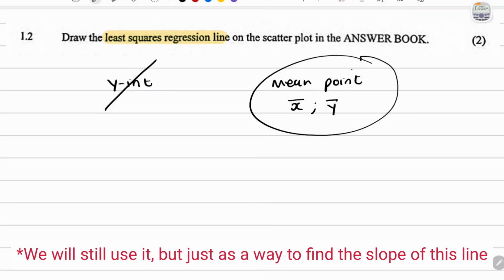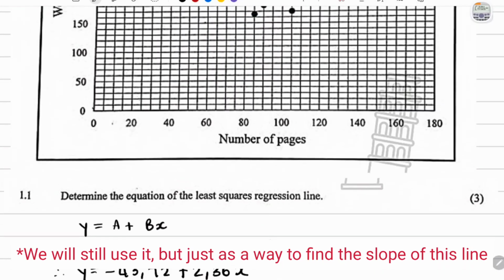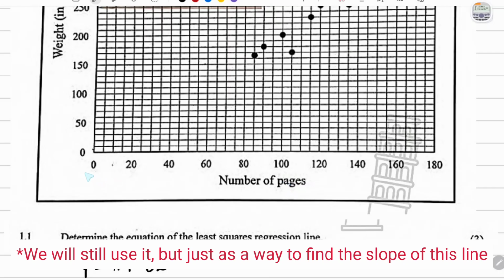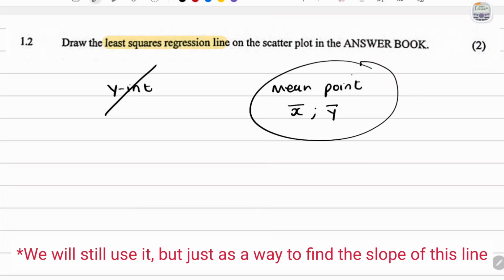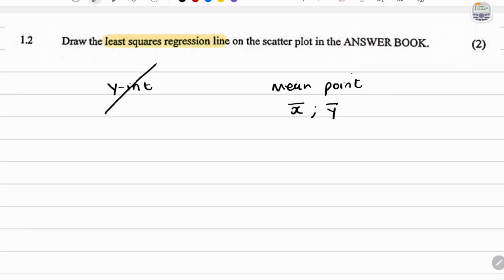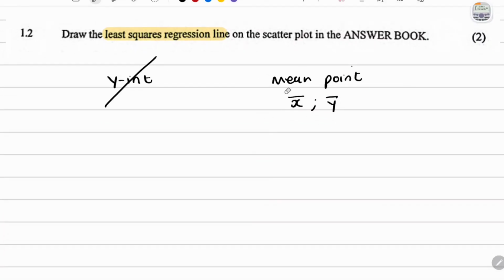Also, when you're finding the y-intercept, you're making x equal to 0. The x are the number of pages. If you have no pages, then there are no books. Okay, so there's nothing there. So we're only going to use the mean point. Okay, so we're going to use the calculator to find the mean point. So that is just the mean of the x values and the mean of the y values.